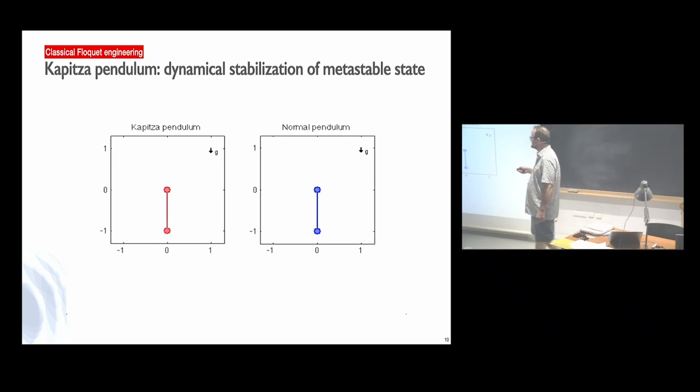Who knows what the Kapitsa pendulum is? Not so many. Okay, some people know it. Okay, fine. So Kapitsa was a Soviet physicist, very famous. He got a Nobel Prize for superfluid helium. But he also liked to play around, he was a playful person, as all good scientists, I think, are.